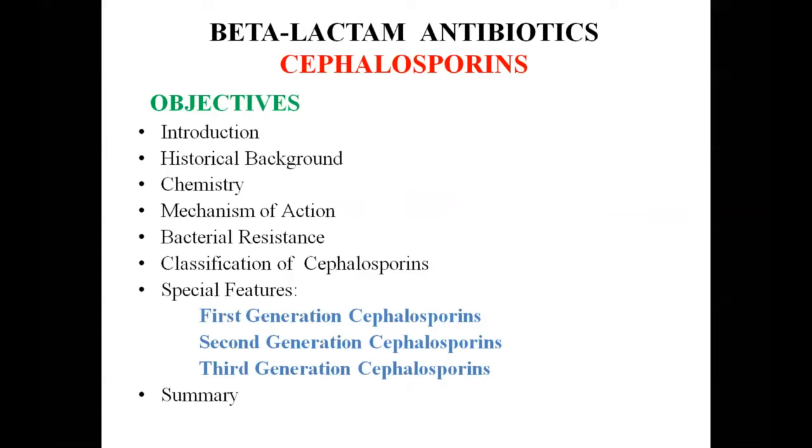So the objectives of today's class, that is beta-lactam antibiotics, cephalosporins, I'm going to discuss the introduction, the historical background, chemistry, mechanism of action, the bacterial resistance, classification of the cephalosporins, and certain special features about the first generation, second generation, and the third generation of cephalosporins, followed by the summary.